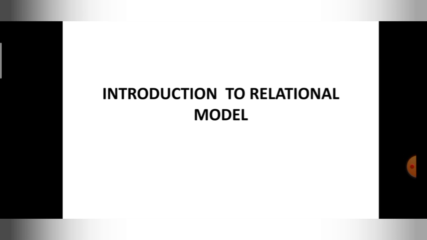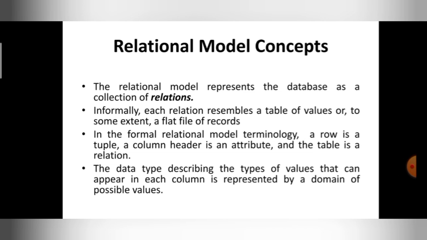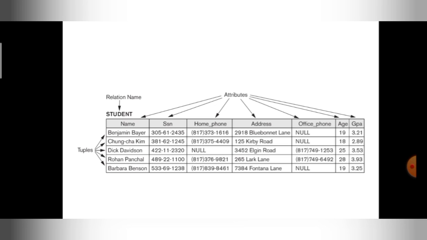So let me begin the explanation of the relational model. What is a relational model? First of all, today we are using a relational database. Relational database means the data will be stored in the form of tables. That means the data will be organized in the form of tables. So the relational model represents the database as a collection of relations. In simple words, a relational database contains a set of tables. Tables are relations. You can see there, this is one such table.